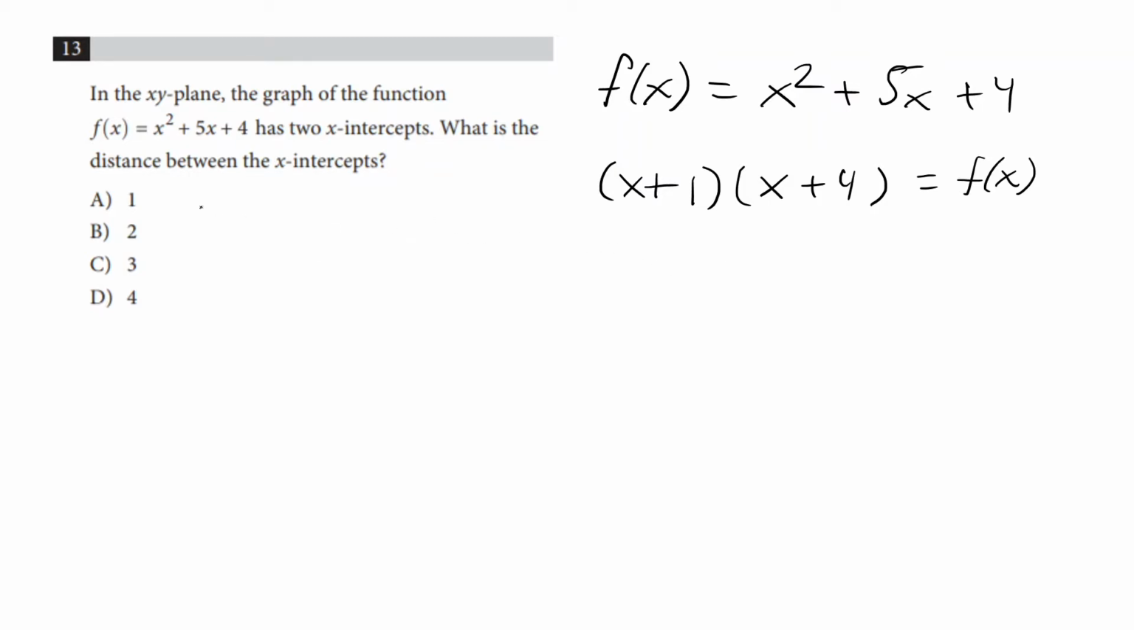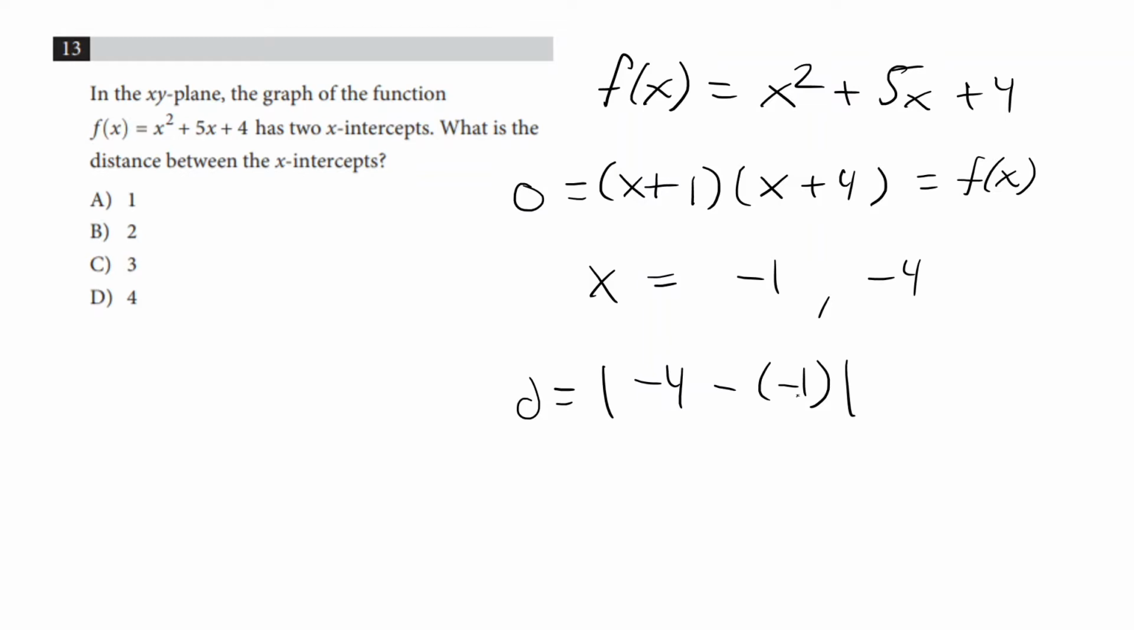What is the x-intercept? When we set this to 0, we will see that the x-intercepts are minus 1 and minus 4. So what is the distance between these x-intercepts? Well, we can just do minus 4 minus 1. Take the absolute value of that, and that'll be the distance. Let's call the distance d real quick. That's equal to the absolute value of minus 4 plus 1, which is the absolute value of negative 3, which is equal to 3.